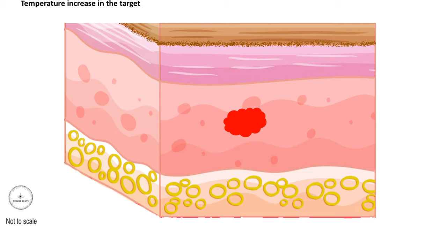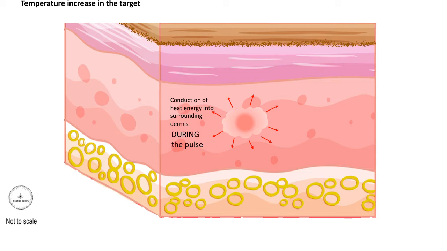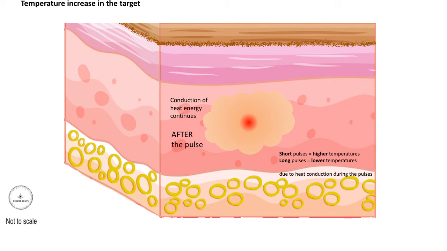Some of that energy will be absorbed by the target, causing its temperature to increase. Now the dermis is full of water, and water is actually quite a good conductor of heat energy. So some of that heat which was generated in the target will conduct outwards into the dermis during the pulse. Conduction will continue after the pulse, which will result in the target becoming cooler over time, whereas the surrounding dermis will begin to increase in temperature.